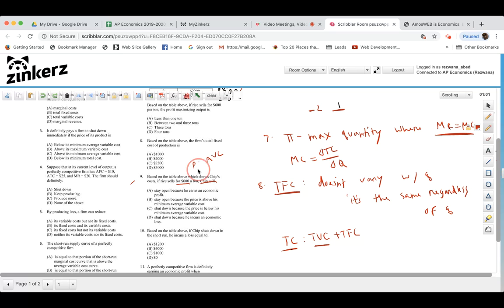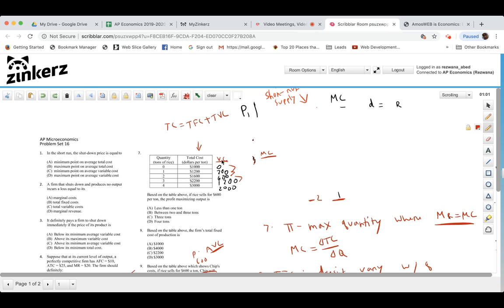Yes. So price was 600. As long as price was greater than average variable cost, you cannot shut down. You will still keep producing. So here we're looking at the quantity of 3, which is the profit maximizing quantity. So from total variable cost, what is my variable cost for producing 3 tons of rice? Look at your numbers. The variable cost for producing 3 should be 1,200.